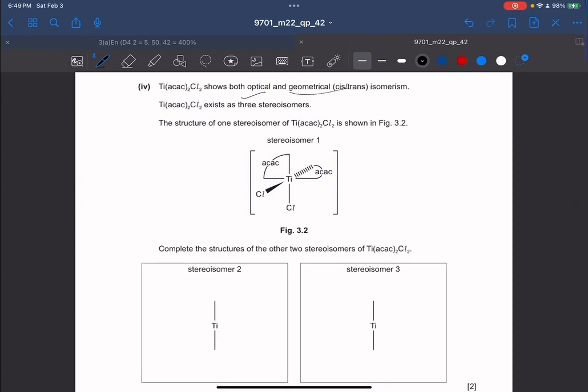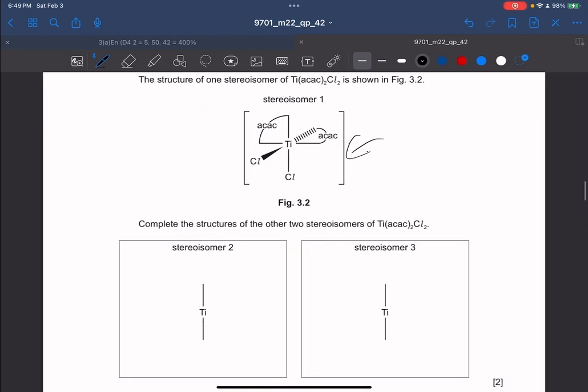So basically, this question is asking us to draw out the other stereoisomers. This is one of the isomers. We have to draw two more because this has cis-trans isomers and optical isomers. I think what would be really easy to do first is to draw out what the trans ion would look like, so I would probably start off with that. It's going to be much easier.